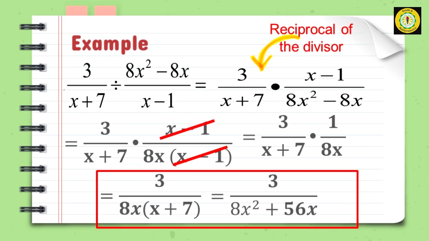Next example. 3 over x plus 7 divided by 8x squared minus 8x all over x minus 1. First, reciprocal of the divisor. Next, find the common factors and simplify by dividing. Multiply the numerators and the denominators. The final answer is 3 over 8x, the quantity of x plus 7.